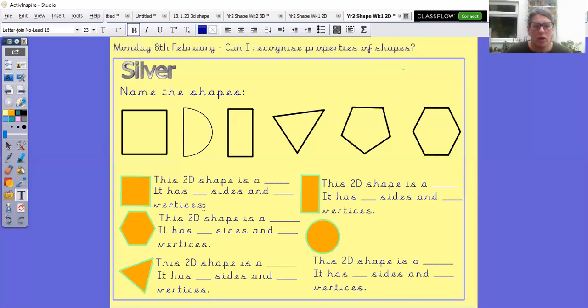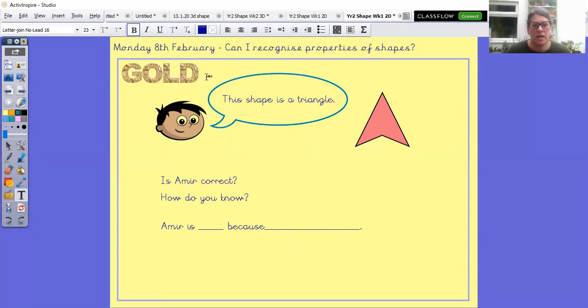So now you're going to be doing your silver, gold and platinum challenges. For silver, you're going to write down the names of each of these shapes, and then you're going to finish off these sentences writing the name and the number of sides and vertices and the name of the shape for each of these shapes.